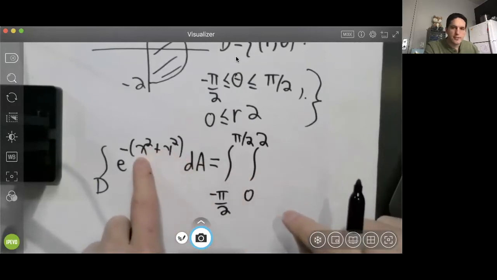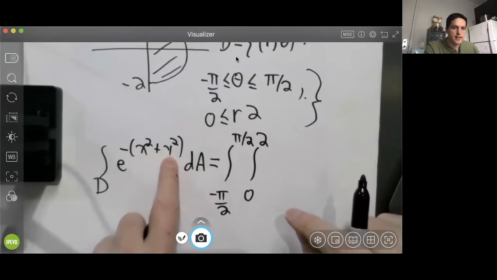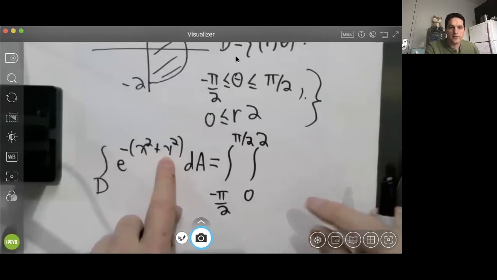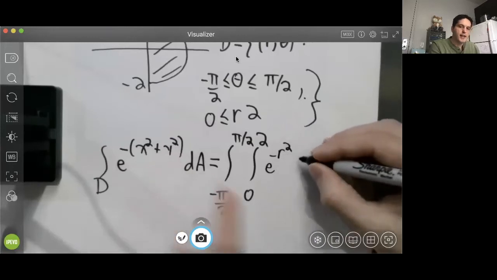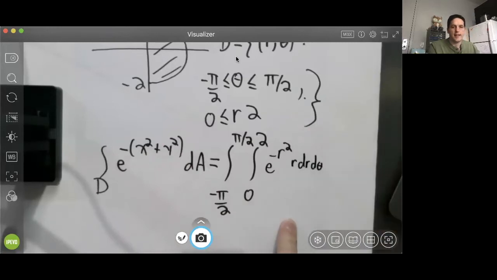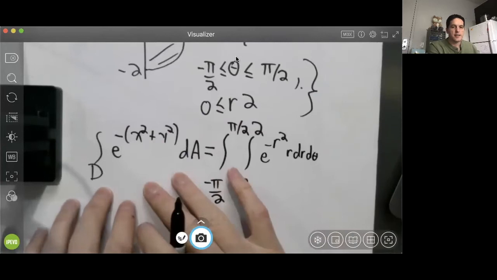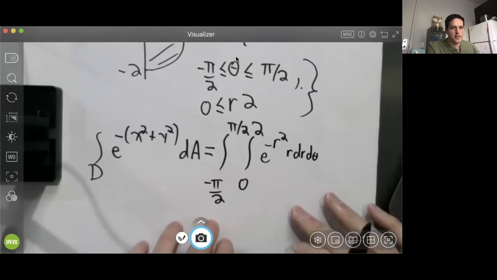X gets replaced with r cosine theta, and y gets replaced with r sine of theta, and x squared plus y squared becomes r squared. That's a common pattern that we've seen before. So we have e to the minus r squared, and then we have r dr d theta. Okay, so now this integral has been expressed as this iterated integral using our polar coordinates integration formula.